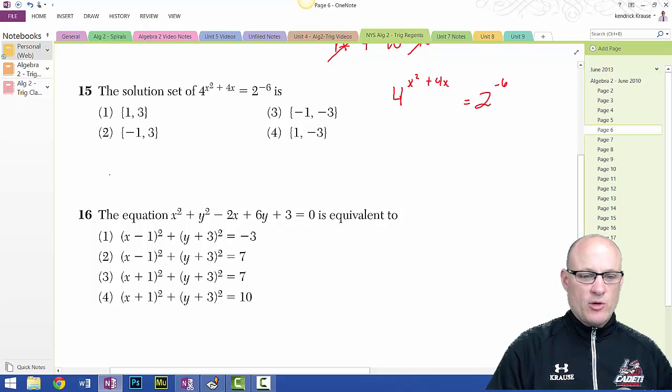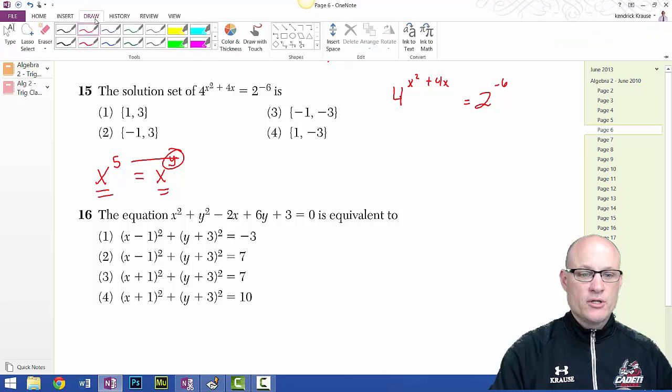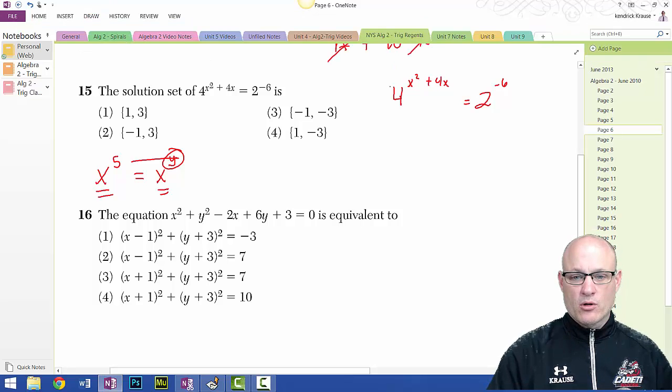Well, let me ask you a question. Let's go back and do a little review. If I had x to the 5th equals x to the, let's say, y, just for fun. What's y? Since these bases are the same, wouldn't you say, oh yeah, y is 5? So as long as the bases are the same, you can set the exponents equal to each other. So that's what we're going to do, convert this 4 into something that looks like this.